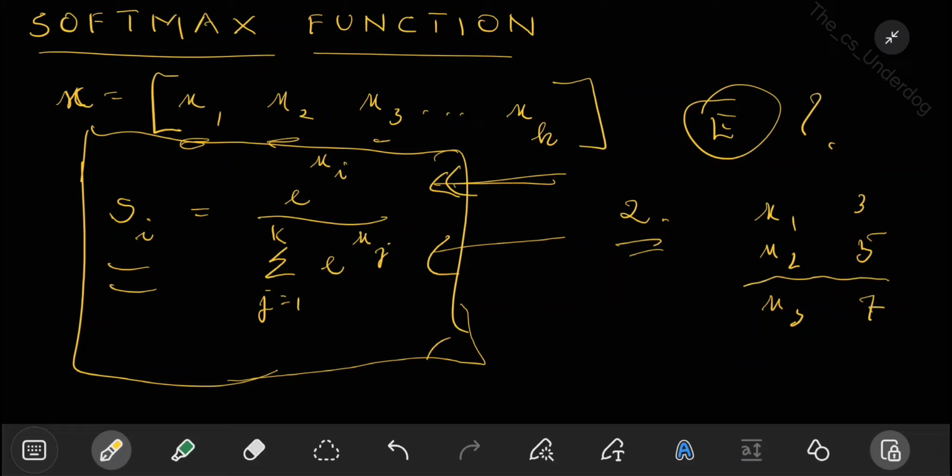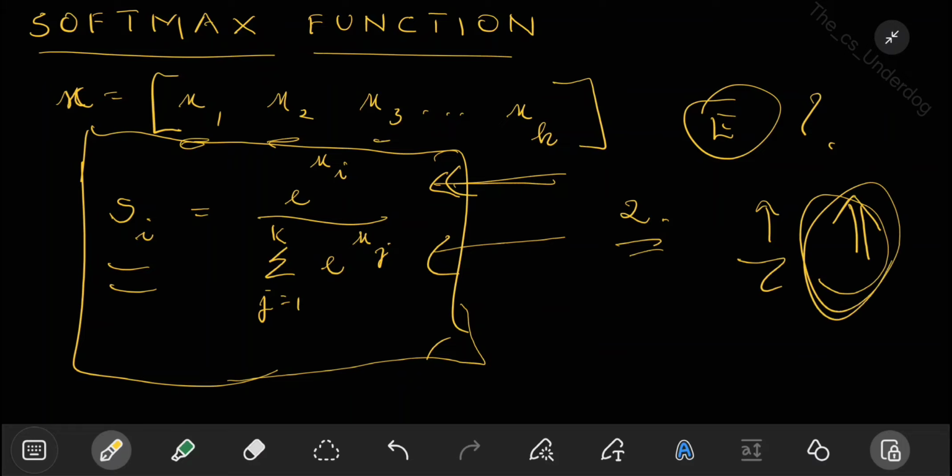So clearly x3 is a larger value, but the difference is not very high. They are in some sort of a near interval. When you take the exponent, if one value is larger than all others, it will become way larger than all other values. So the difference between your different values will get magnified when you take the exponent. So this is one point.